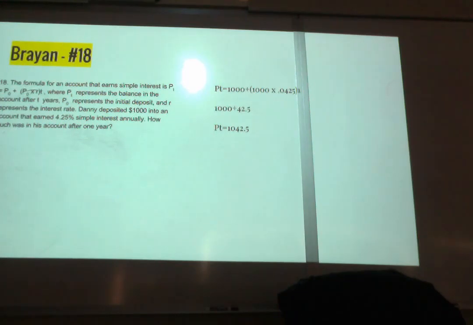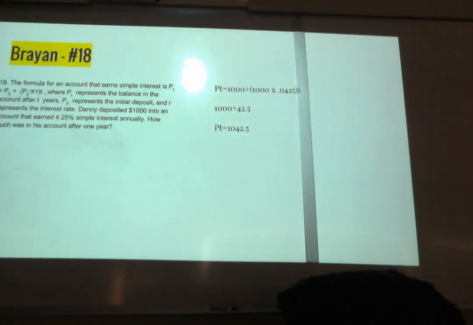Okay. The formula, Brian. The formula for an account that earns simple interest is B equals P plus P times R times T, where B represents the balance in the account after T years, P represents the initial deposit and R represents the interest rate.